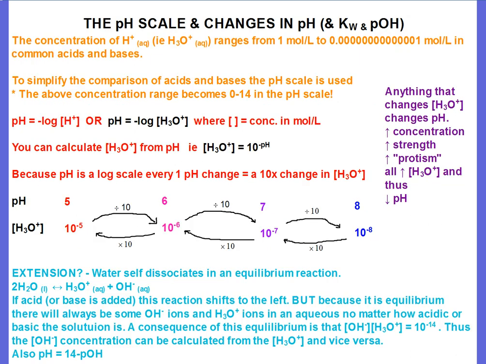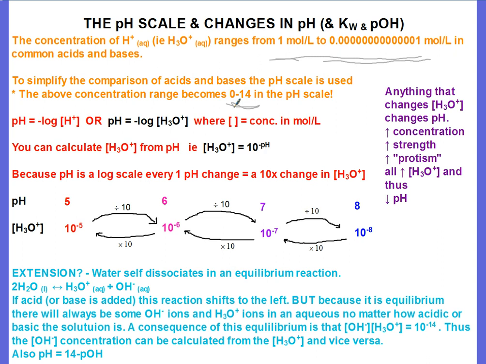Move on again, the pH scale. This is the big thing in this course. The pH scale is probably the most important part of this focus area. Now, the reason we use the pH scale is the concentration of hydrogen ions or hydronium ions in typical acids and bases ranges from about 1 mole per litre down to 1 times 10 to the minus 14 moles per litre. It's a huge range in concentration. So to simplify that huge range, we use the pH scale. And the pH scale makes the numbers involved much easier to handle. For example, that huge range we talked about is simplified to 0 to 14 on the pH scale.